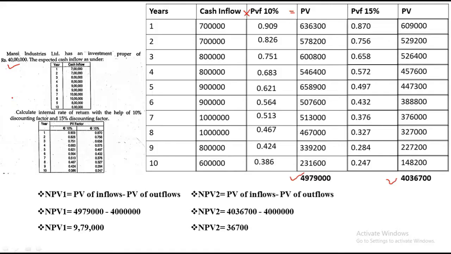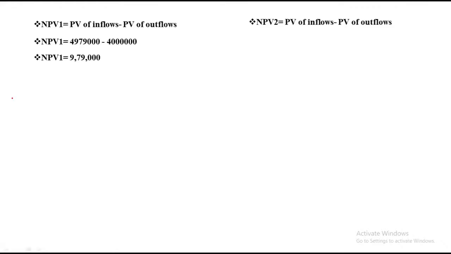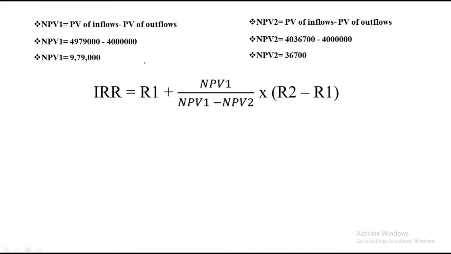Now let us see how we can substitute this in our formula. Okay. First, we'll just note down the NPVs that we got. Okay, one was 9,79,000, the other one was 36,700. R1 is the lower, the first rate, so we'll have 10% as the first. R2 is the second one, that is 15. NPV1 is 9,79,000, NPV2 is 36,700. Based on these four values, we will substitute into the formula, and this is how it should look after substitution.